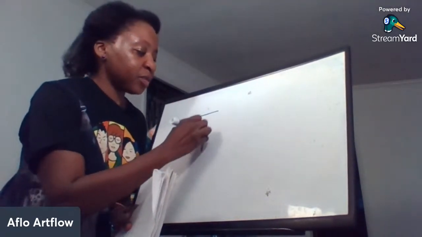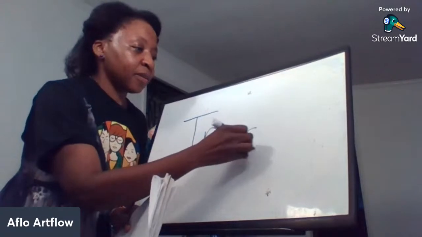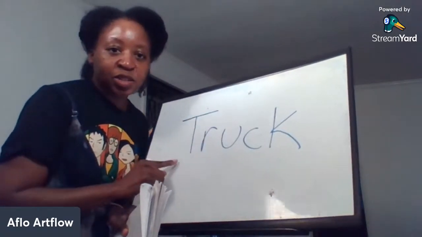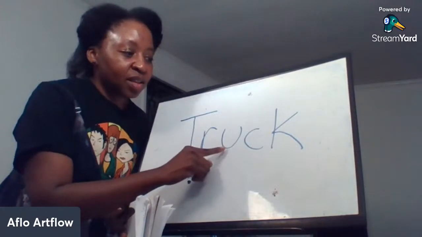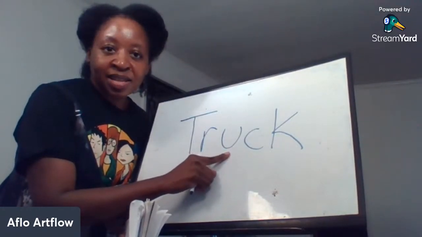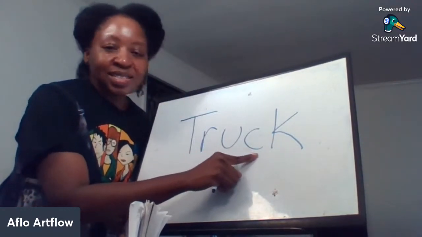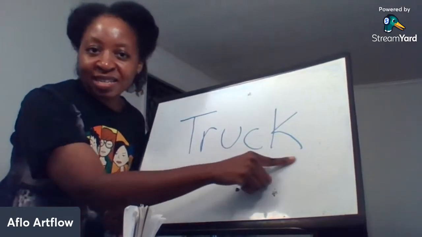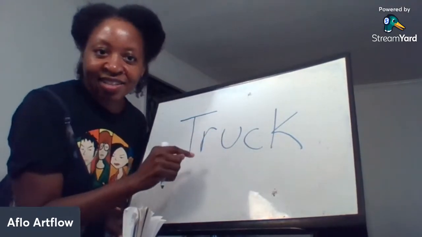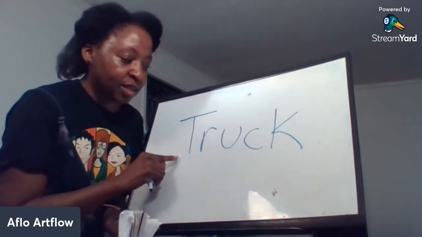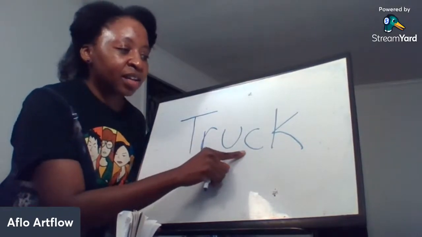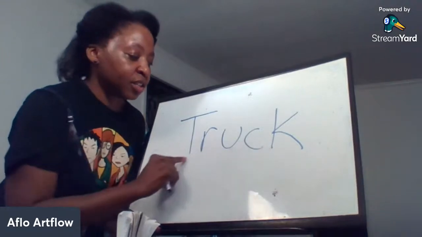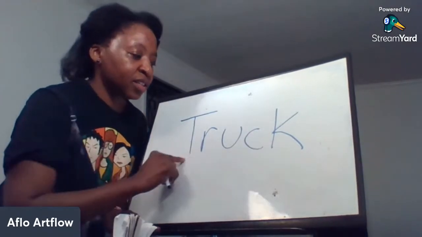We're learning lots of words today, class. TR has the tr sound. The U has the sound in this word, and the C and K both have the k sound. But you're only going to say the k sound once. You're not going to say k twice, you're only going to say k once. Tr, k, truck.